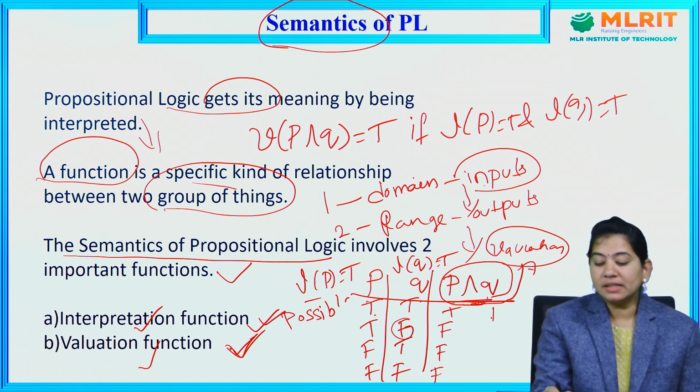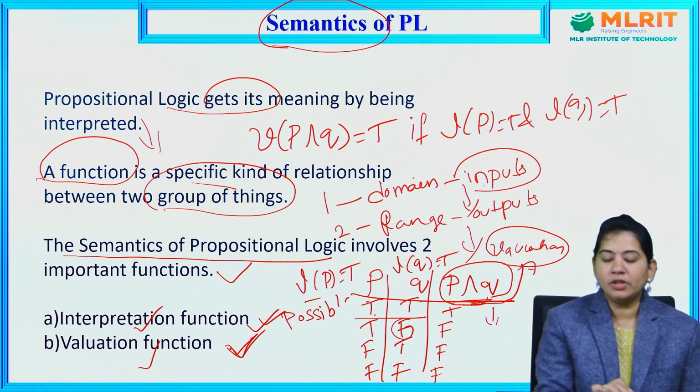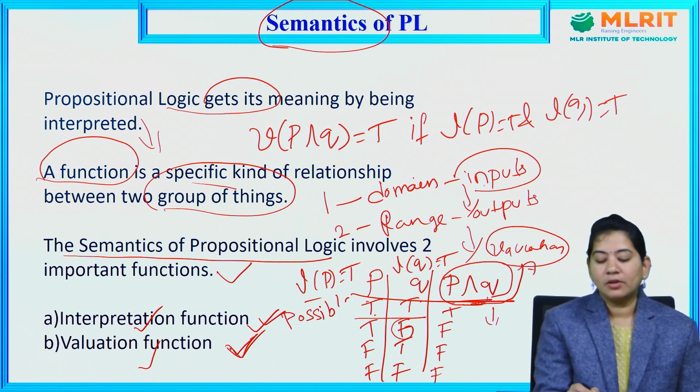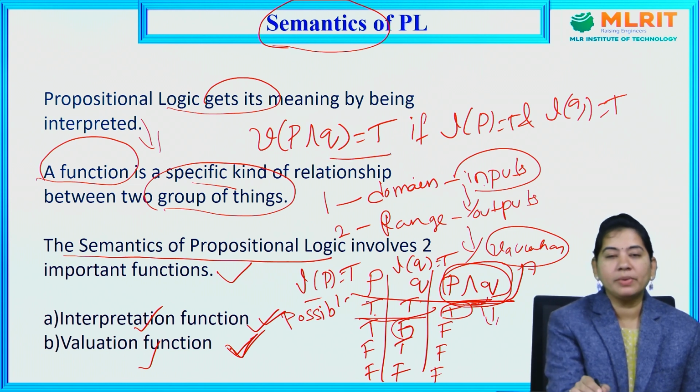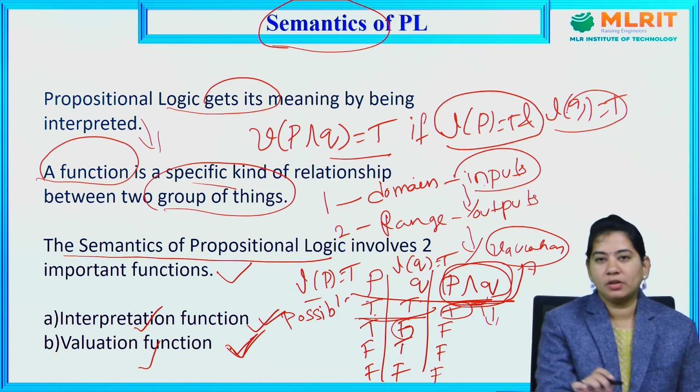This is giving some meaning to the statement formula. If you consider individually, I of P is equal to true, I of Q is equal to true, we are just giving truth values to the propositional letters. But when does it get meaning? When the statement formula is assigned a truth value. The valuation of P and Q will become true if I of P is equal to true and I of Q is equal to true.